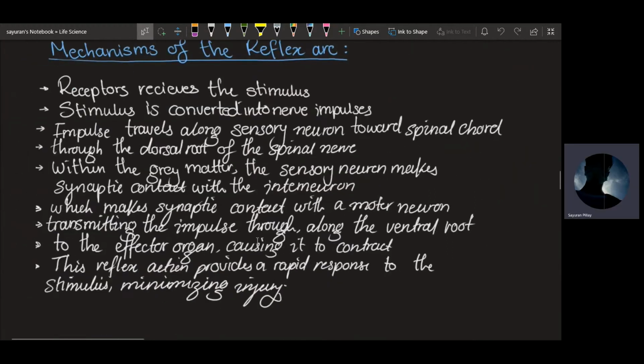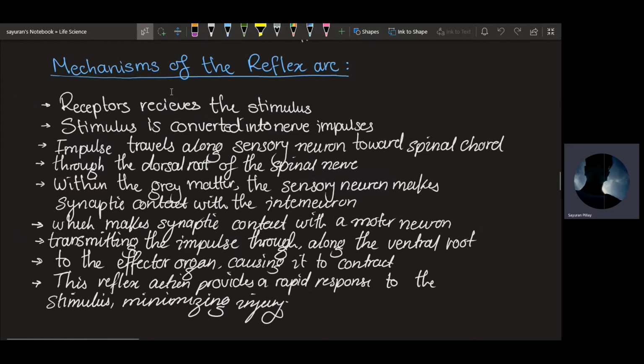This is it in words written out. Let's read it out formally. Receptors receive the stimulus. The stimulus is converted into nerve impulses. The impulse travels along the sensory neuron towards the spinal cord, through the dorsal root to the spinal nerve. Within the gray matter, the sensory neuron makes a synaptic contact with the interneuron, which makes synaptic contact with a motor neuron. The impulse is transmitted along the ventral root, through the motor neuron, along the ventral root of the spinal cord, all the way to the effector organ, the muscle or gland, which causes it to contract. And this reflex action provides a rapid response to the stimulus and minimizes injury.